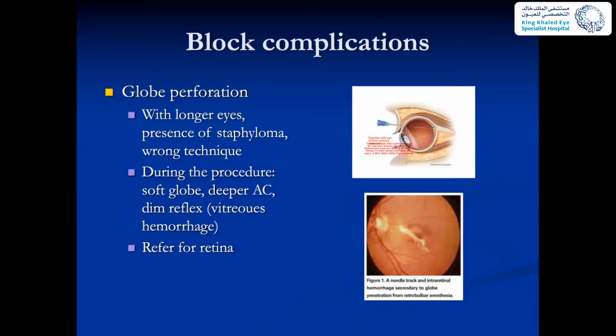Sometimes this might not be discovered until you start your procedure. Then you will feel that the globe is soft and the anterior chamber is deeper than usual. If you look at the posterior part of the eye, you will see some dimming of the reflex or some floating vitreous hemorrhage beyond your focus. So what do we do if this is discovered, either before or during the procedure? We eventually have to refer the patient to the retinal specialist to do pars plana vitrectomy and release this traction, and sometimes it gets very bad, hitting the macula, which ends in a really bad prognosis.